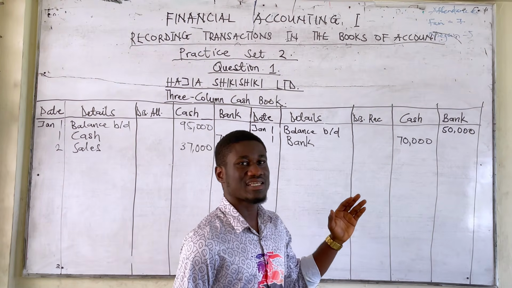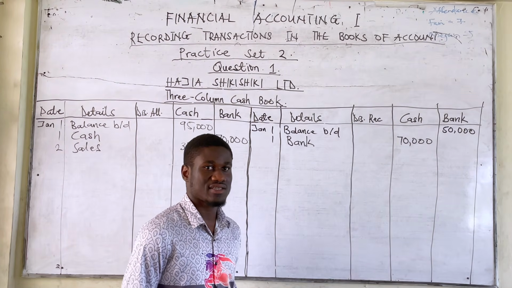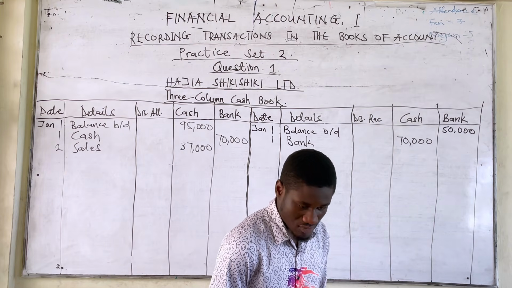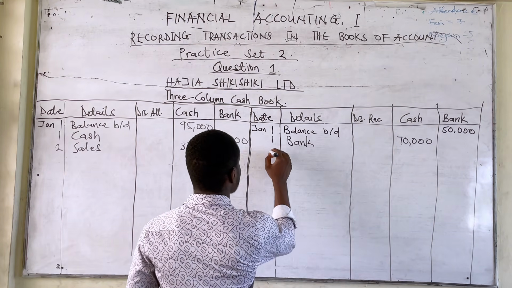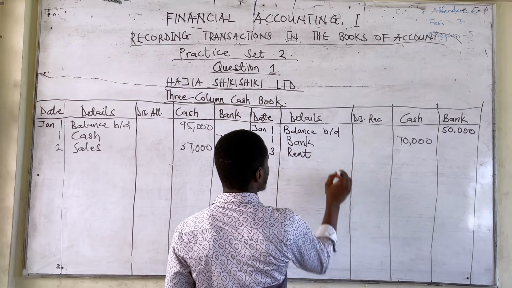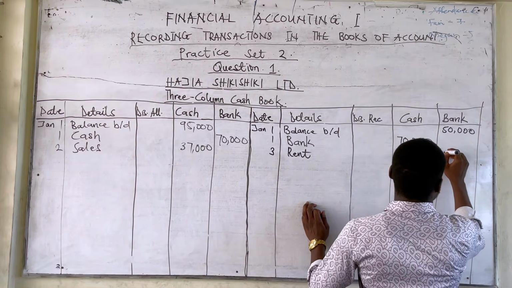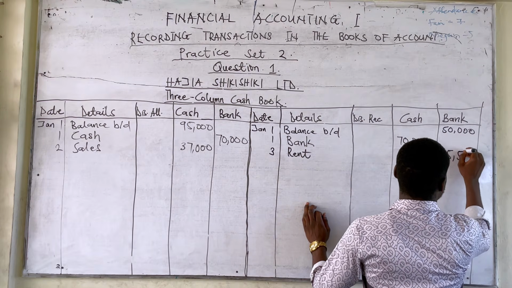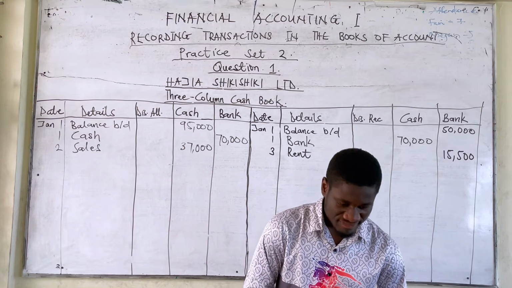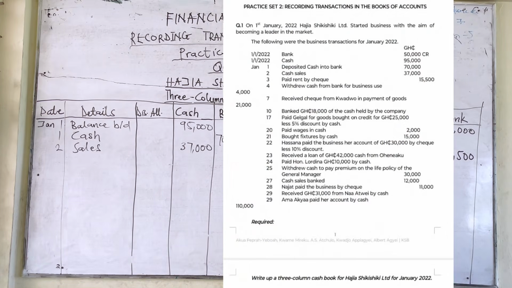So that means there has been a decrease in our assets, which is the bank. Okay. So we are going to record in the name of rent. January 3rd. So rent, 15,500. Good. We will move to the fourth.